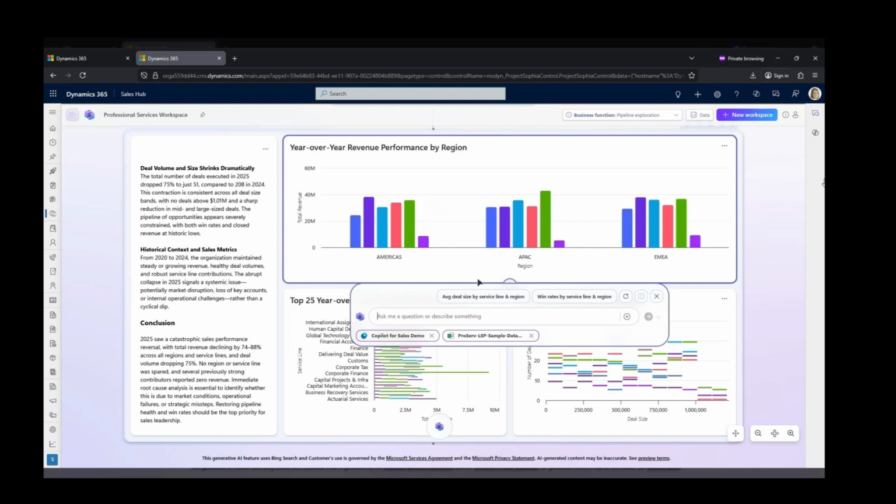That's just a quick walkthrough of the sales research agent, the next generation of business intelligence in action.